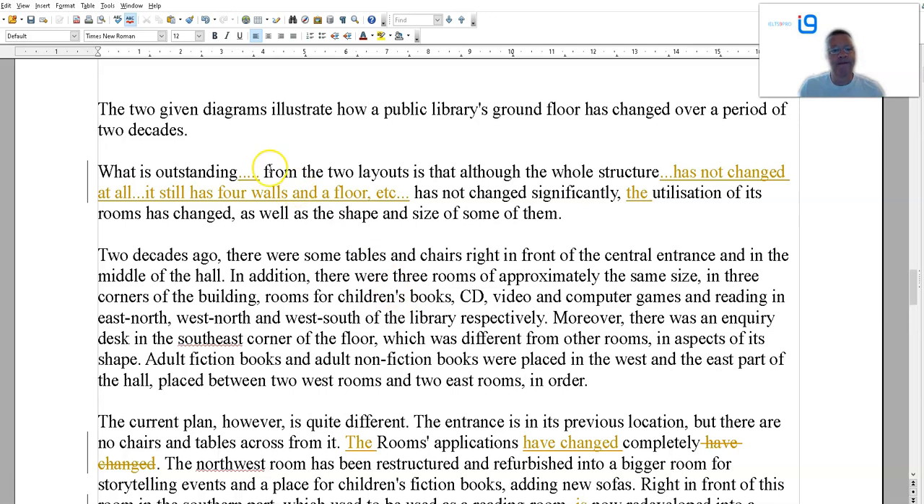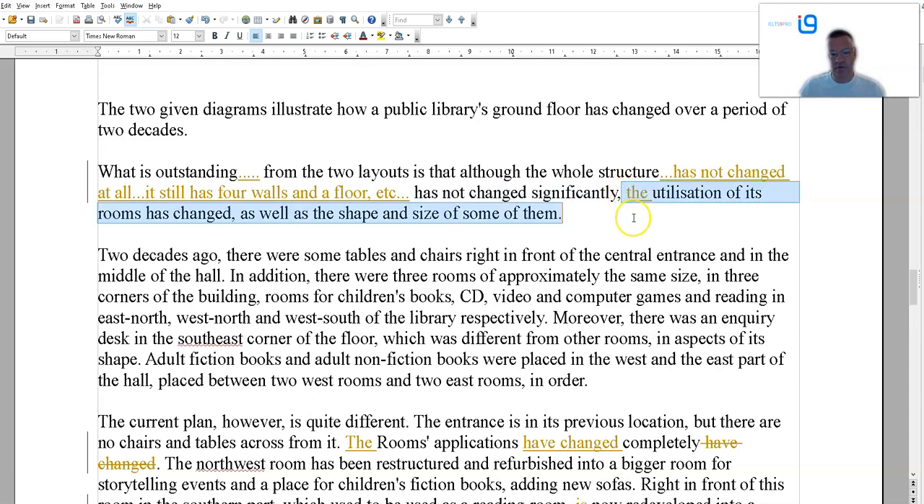Now, yes, I had to put this. The whole structure has not changed. Well, yeah, that's why I had to put it, it's still got 4 walls and a floor. The whole structure hasn't changed. So that's kind of stating the obvious. Oh, it's still a building. It's still got walls and a floor and presumably a ceiling. Okay, but that's not what it's asking, okay?